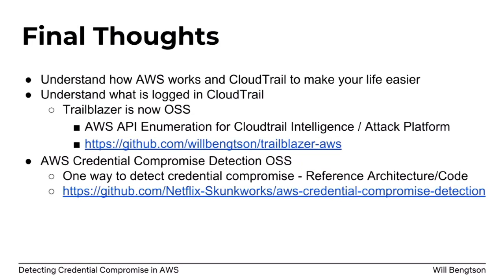But understanding AWS and CloudTrail will make your life easier, especially from a monitoring standpoint. When we asked the CloudTrail service what is logged, they told us they did not know. So today I'm open sourcing a tool called Trailblazer that will enumerate all API calls in your environment and associate that call with what is actually logged in CloudTrail. So not only are you seeing is it logged, but you're seeing what it's logged as. There are some calls in CloudTrail that are logged differently than the actual API call itself.